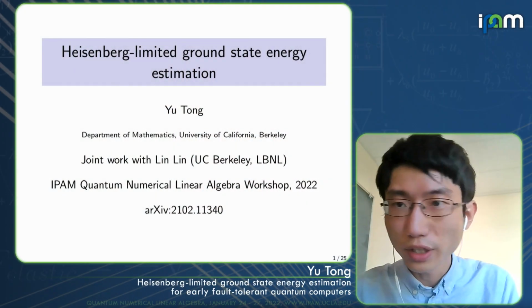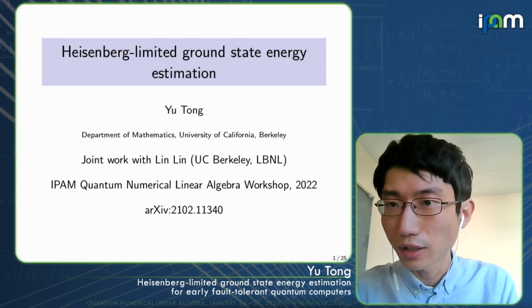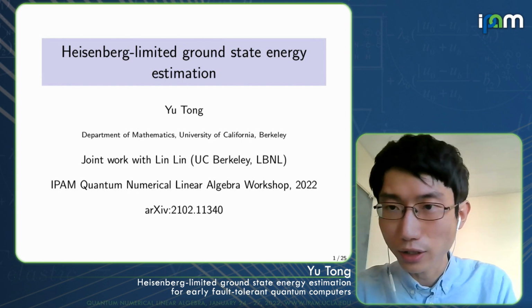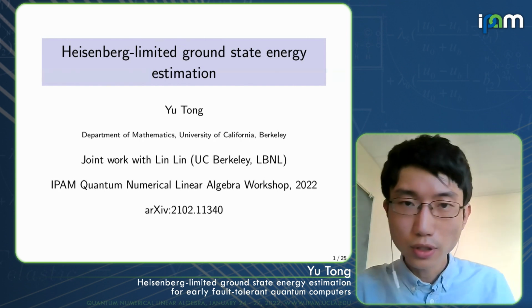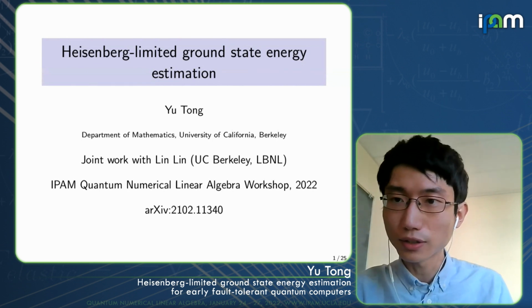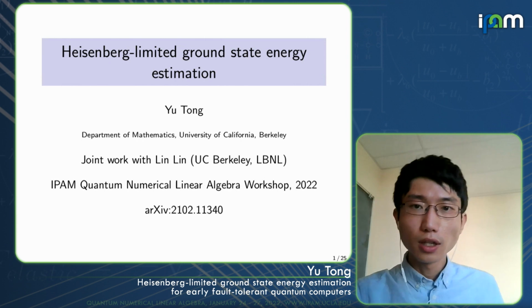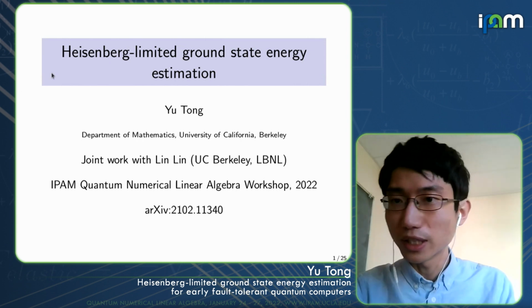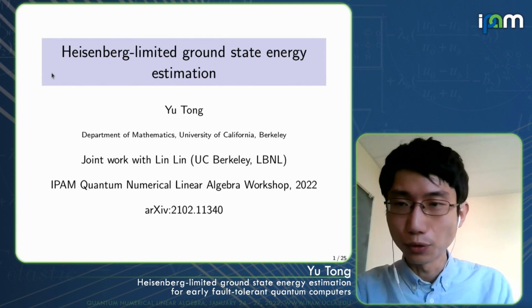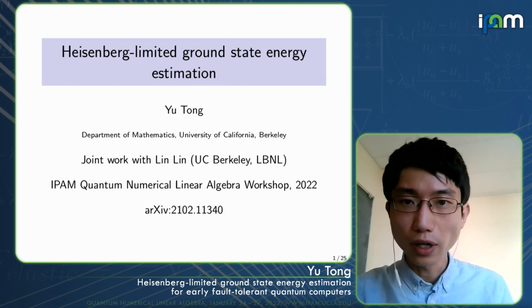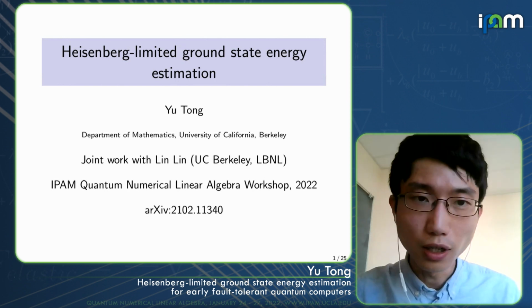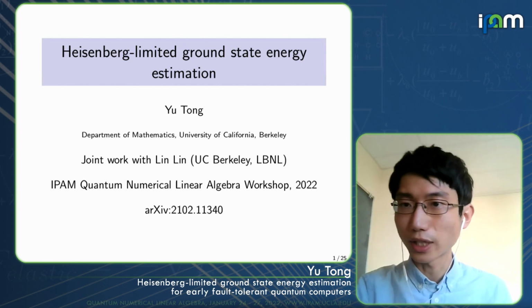Yeah, so this talk is going to be about a ground state energy estimation algorithm that is designed for the early fault tolerant setting. So in this setting, we assume we have some error correction capacity, but we haven't fully reached this fully error tolerant regime yet. So this is kind of an intermediate regime between NISQ and the fully fault tolerant. And our algorithm has the nice feature that it achieves the optimal Heisenberg-limited precision scaling.